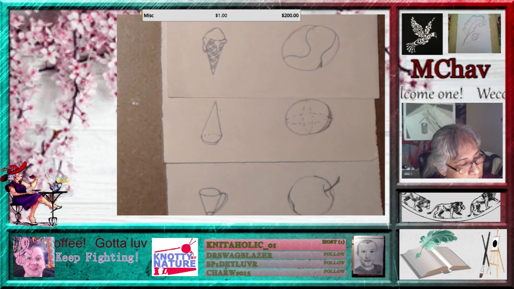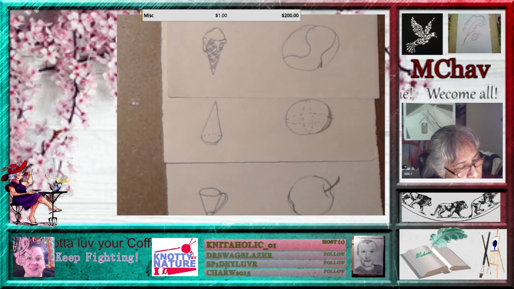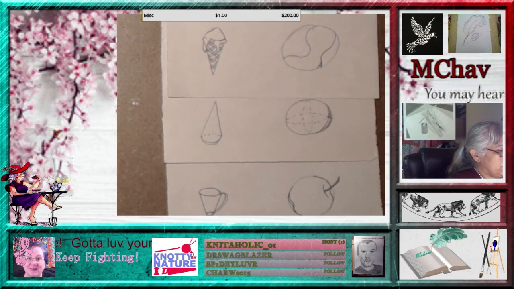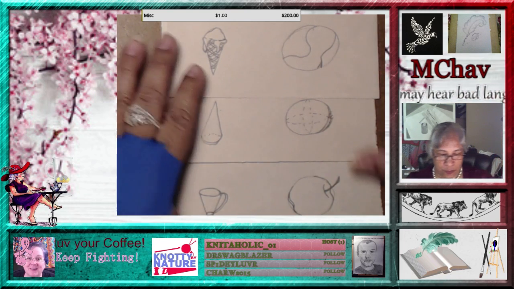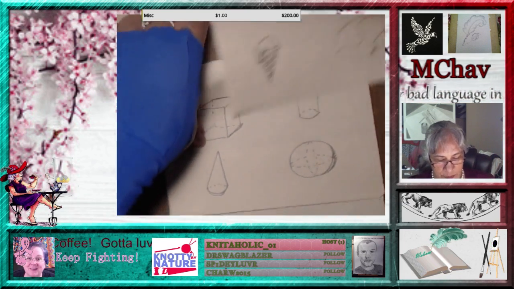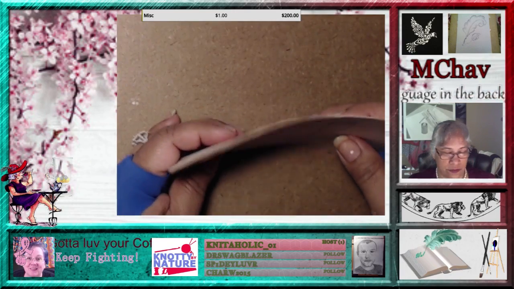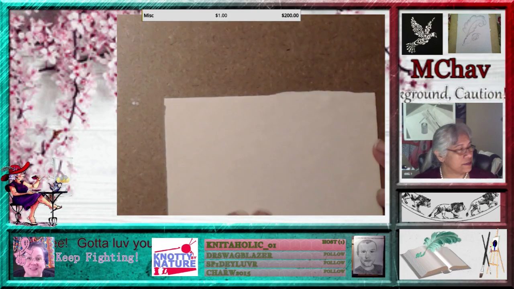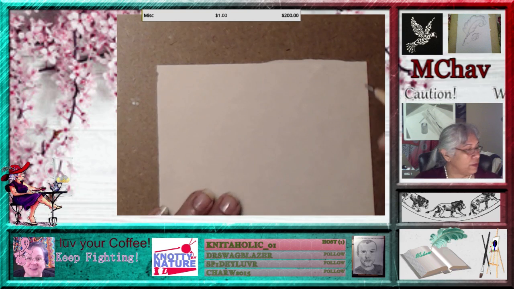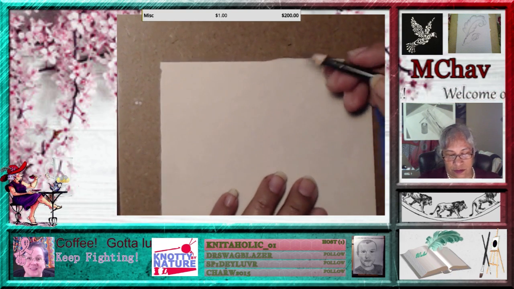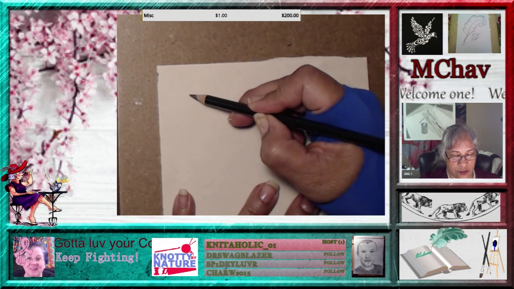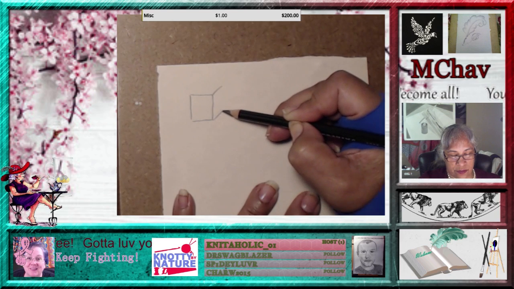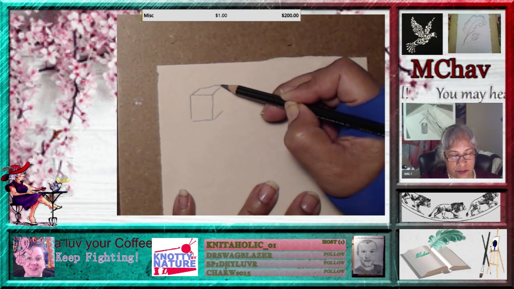Okay, now we're going to go to the next project, project 2. Alright, so we're going to go to project 2. And in project 2, we're going to work on boxes. Now, some of these are short boxes, like the first one that I made. This time, we're not making the inner lines.